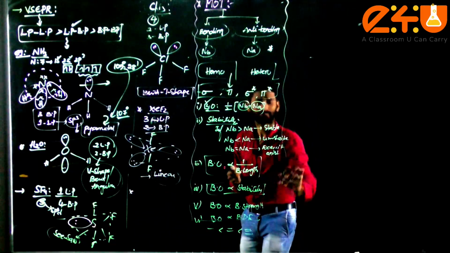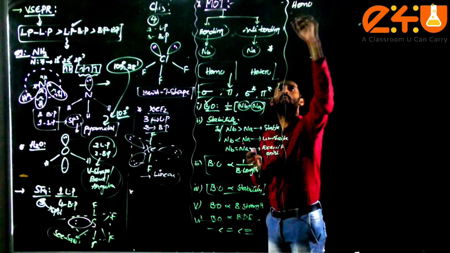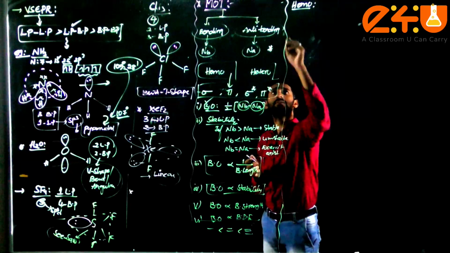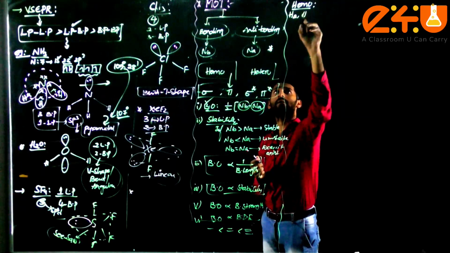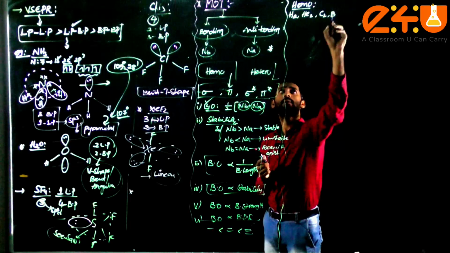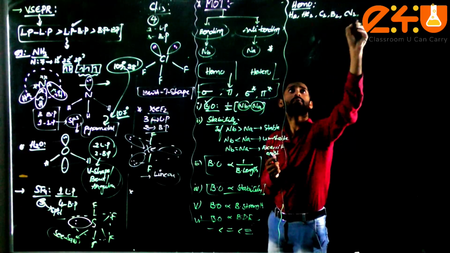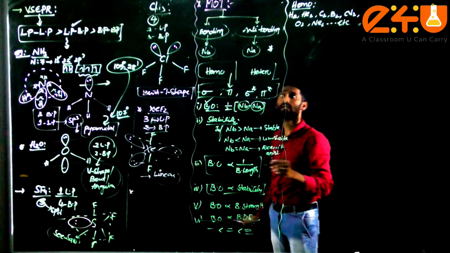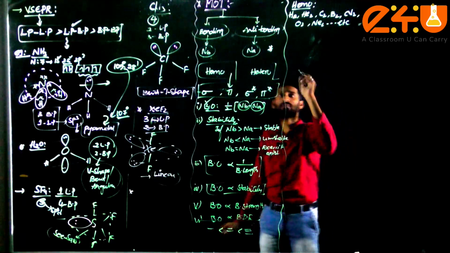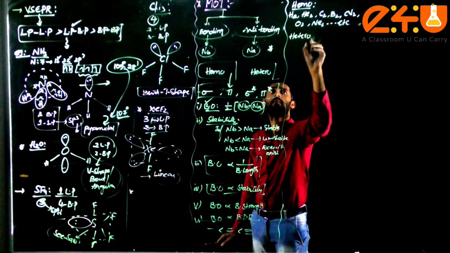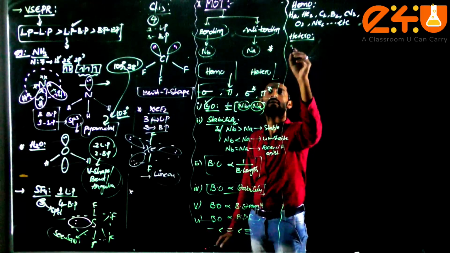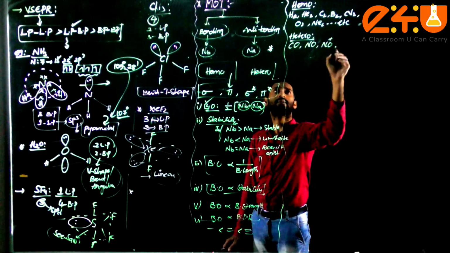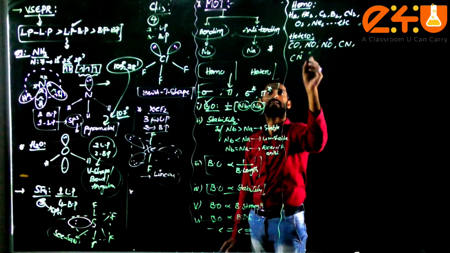Next, for example, what about homo atomic and heteroatomic molecules? Homo atomic molecules are H2, He2, C2, B2, N2, O2, Ne2, and so on. These are all molecules which come under homo atomic molecules. Next, what about heteroatomic molecules? Hetero means different atoms. Let me take CO, NO, NO plus, CN, CN minus.